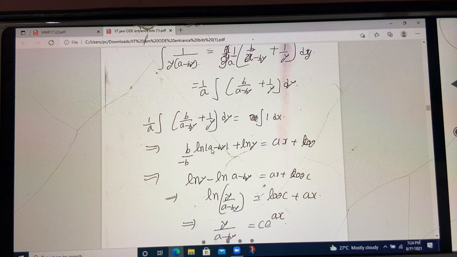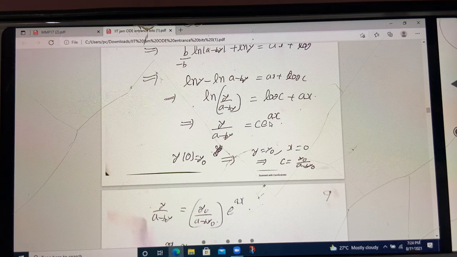Ln y minus ln a minus by is this. Ln of y by this equal to this. Now log you can cancel, anti-log. Wherever log is not there you have to take the opposite. Opposite of log is e, anti-log is e to the power of ax. Plus is there, you have to write into, because log a plus log b is log a into b. Now, what is given? Y of 0 is y naught. When x is 0, y is y naught. So y naught by a minus b y naught is yours.